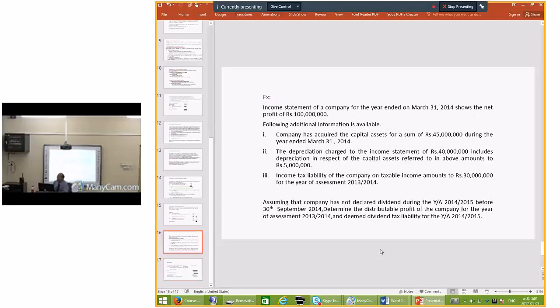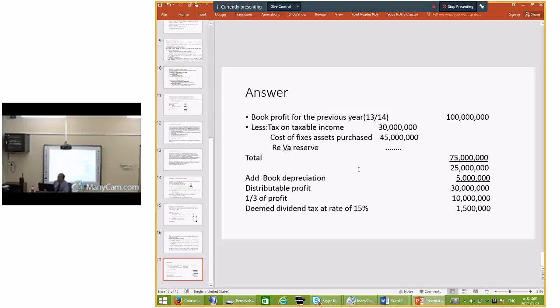As I explained, this 45 million depreciation of 40 million includes only 5 million of depreciation relevant to the capital assets purchased during the period. Only that 5 million is added. Then we take the amount of distributable profit, 30 million.